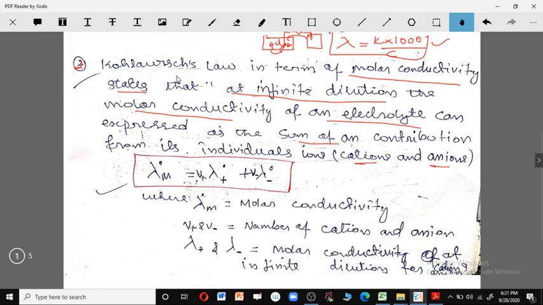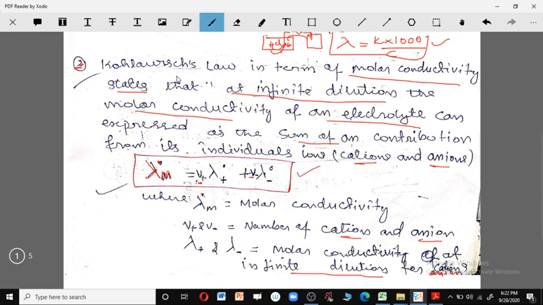At infinite dilution, the molar conductivity of the electrolyte can be expressed as the sum of the contributions from all the ions, cation and anion. So here lambda m naught is the molar conductivity, equal to nu plus lambda plus plus nu minus lambda minus. Nu plus and nu minus are the numbers of cations and anions contributing in the electrolysis process, and lambda plus and lambda minus are the molar conductivities at infinite dilution of the cation and anion. So this is the formula.